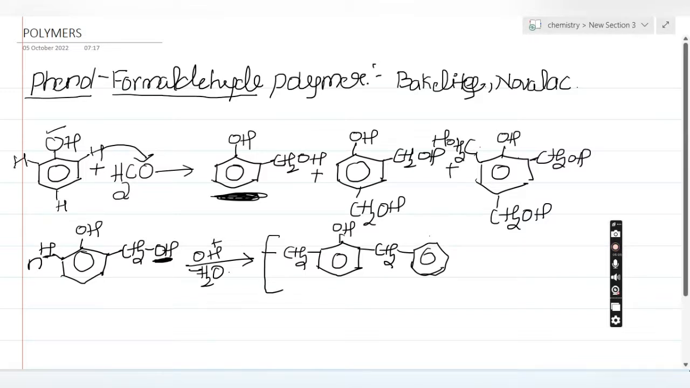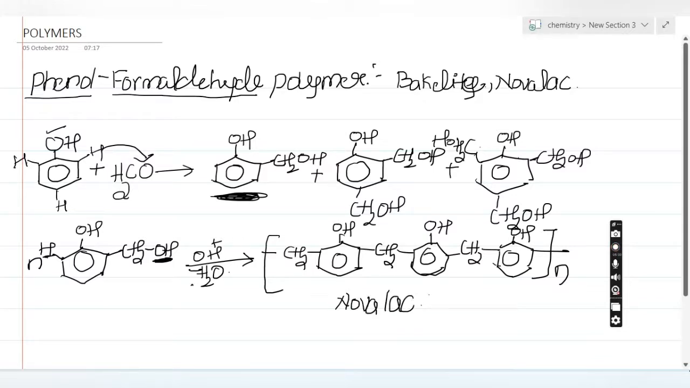I am unable to draw a proper structure of the benzene. Please forgive me, because this tab is not allowing me to write properly. So I hope you adjust with the benzene ring. See this, continuously a benzene with CH2 groups attached. See, this is a linear chain of n molecules. So this linear chain is called novolac.